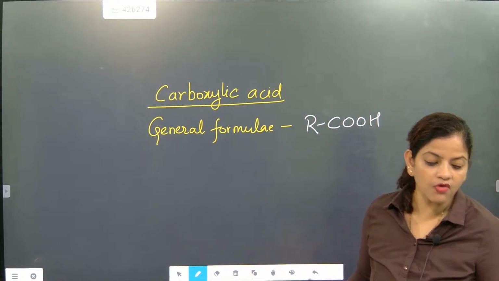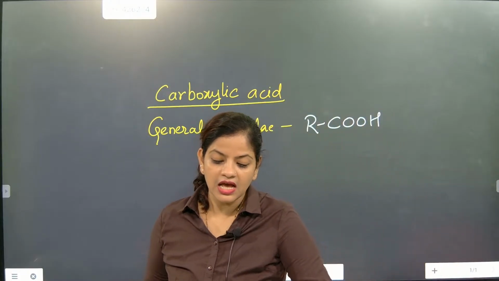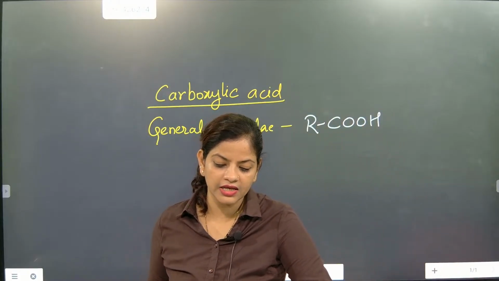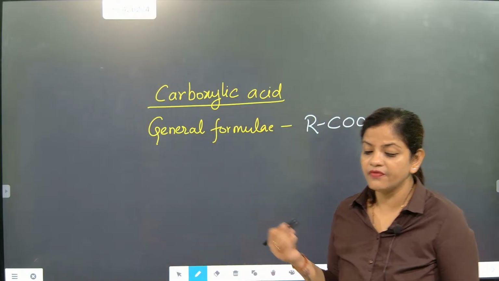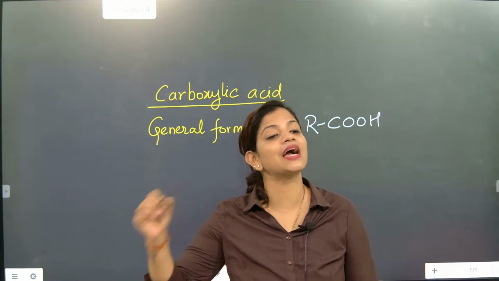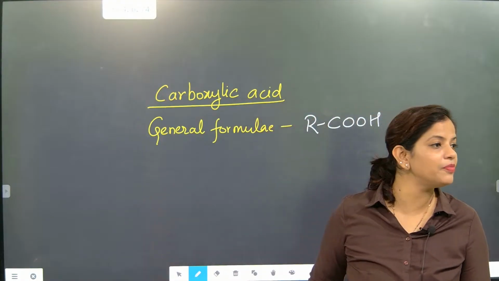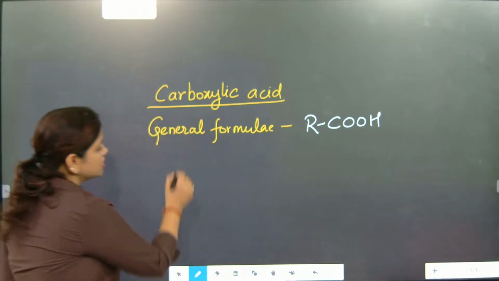Understood? So R can also be aryl halide or haloalkanes, but that part is different, Shiva, and we need to understand it separately. First, the alkane, no, the alkyl. The word given to them is alkyl. See, what is alkyl? First check this out.